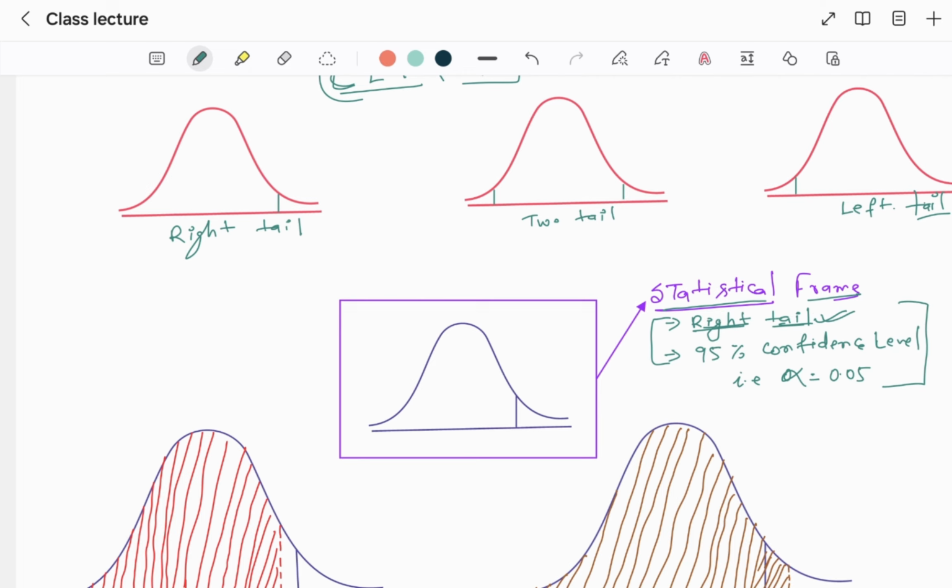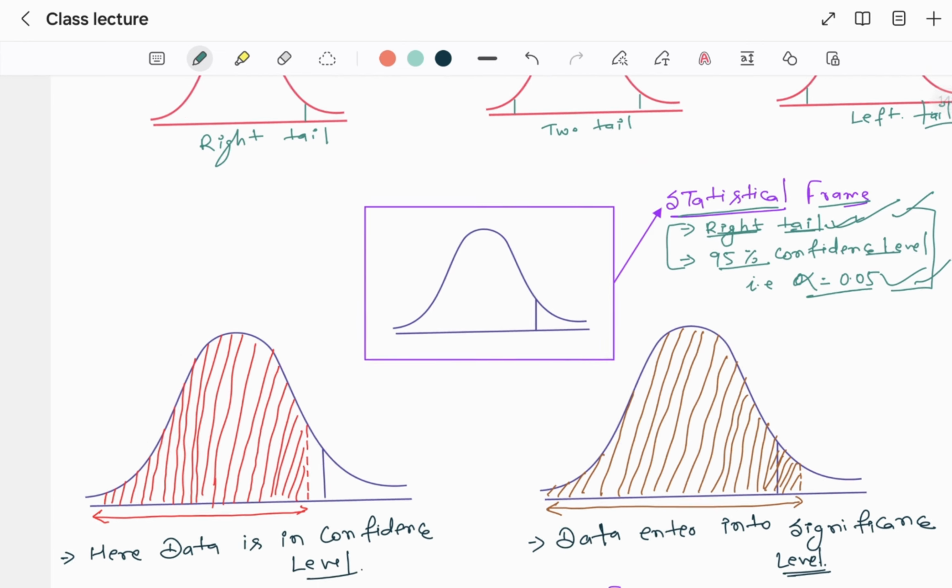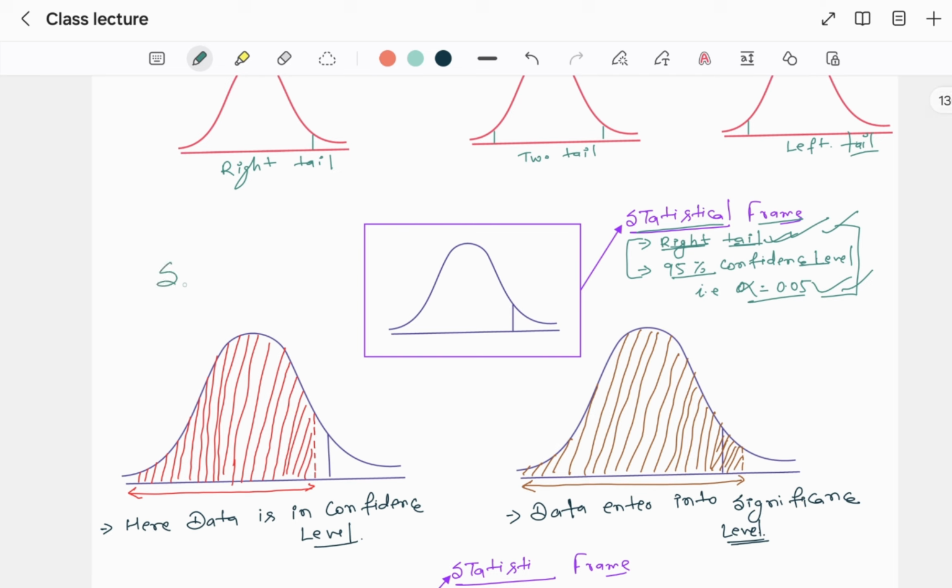For now we suppose that there is a right tail test, and another thing is that for our analysis we have considered the 95% confidence level. That means the significance level will be 0.05. These two we have now decided. This will come from the hypothesis, and this we need to decide, what our significance level should be. After deciding this, we come to our data. Where will it come from? It will come from the sample, and we will get some data.